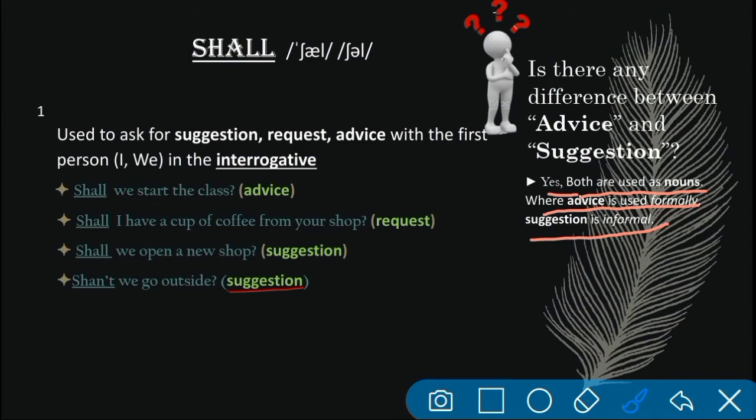So where is advice used? We use advice in formal situations, and I have discussed earlier what a formal situation is. Formal situations are those in which we have conversations with someone like teachers, or someone who is elder than us. And informal situations are those in which we have a conversation with our friends, family members, etc. So those are the differences between formal and informal situations.